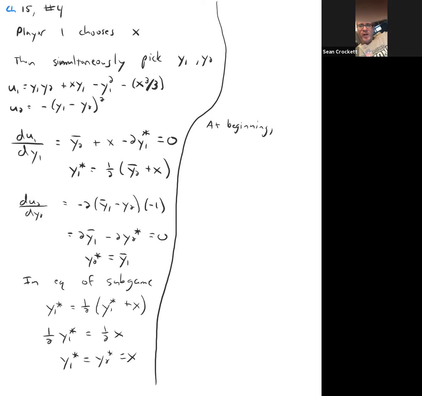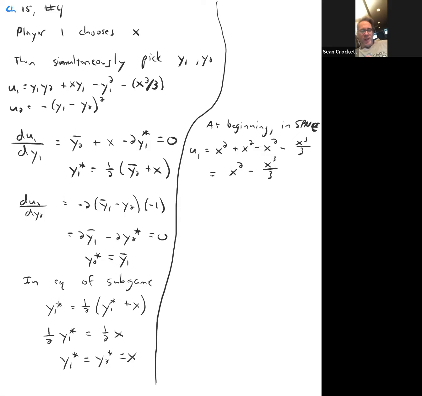So she knows, in SPNE, that her utility is going to equal x squared, because the first part of her utility function is y1 times y2, but both of those values are going to equal x, and then another x squared, x plus y1, which she knows is going to be x also, and this is going to be minus x squared, and then minus x to the third over 3. Which is just equal to x squared minus x to the third over 3.